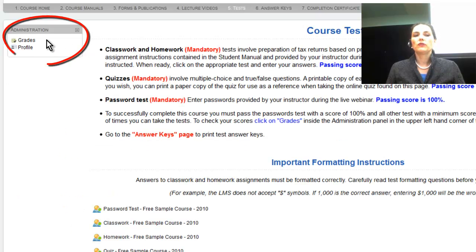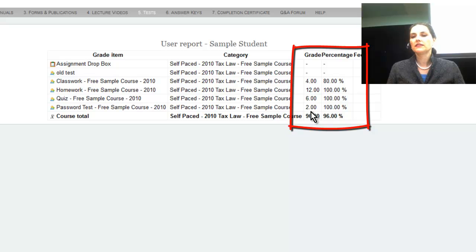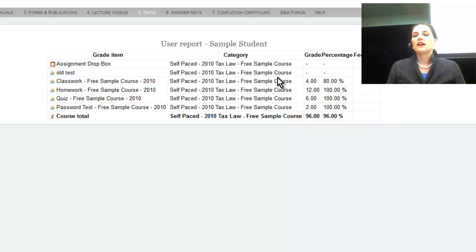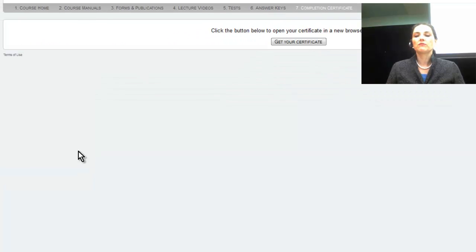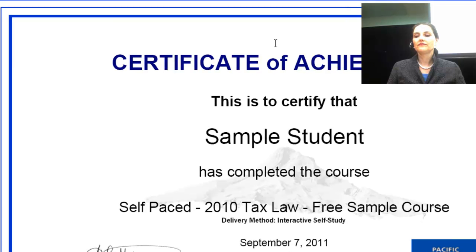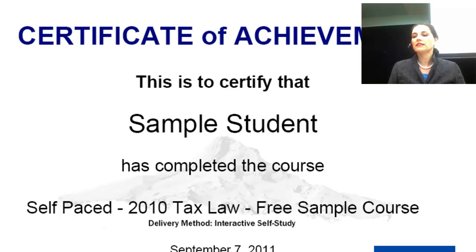If you would like to be able to check on your grades for all tests simultaneously, you can do so by clicking on the grades box. Here you can see that I have passed all of the tests, 80% on classwork, 100% on all other tests. I am ready to print my certificate of completion now. So I go to the Completion Certificate tab, click on the Completion Certificate, and now I can open the certificate. You can't see it on the screen. I'm hiding it from you, but there is a password right down here in the bottom left-hand corner of the certificate. That is the password that you will use to unlock the homework answer key for Mary Contrary.